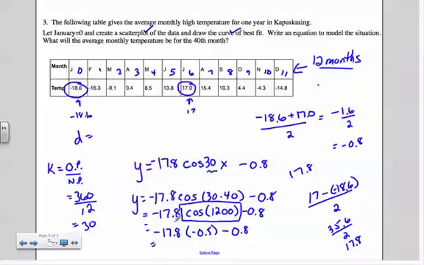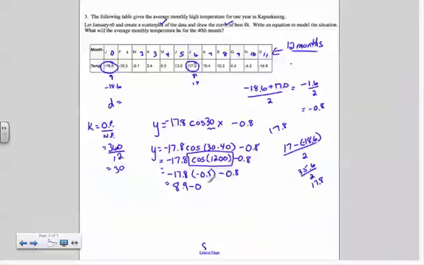So 17.8 times negative 0.5 is 8.9, and it'll be positive 8.9 because a negative times a negative is a positive. Subtract 0.8 gives me 8.1. So for the 40th month, the average temperature should be 8.1 degrees.